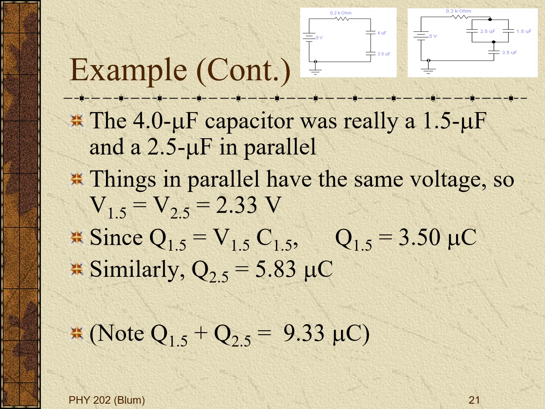Now we know their capacitance and we know their voltage, so we can find their charge Q using QVC. So we take the voltage and multiply it by the capacitance, and we find that the charge for the 1.5 is 3.5 microcoulombs, and the charge for the 2.5 is 5.83 microcoulombs. And again, we recognize that if we add these two charges, we will get the net charge out of the battery that was 9.33 microcoulomb.